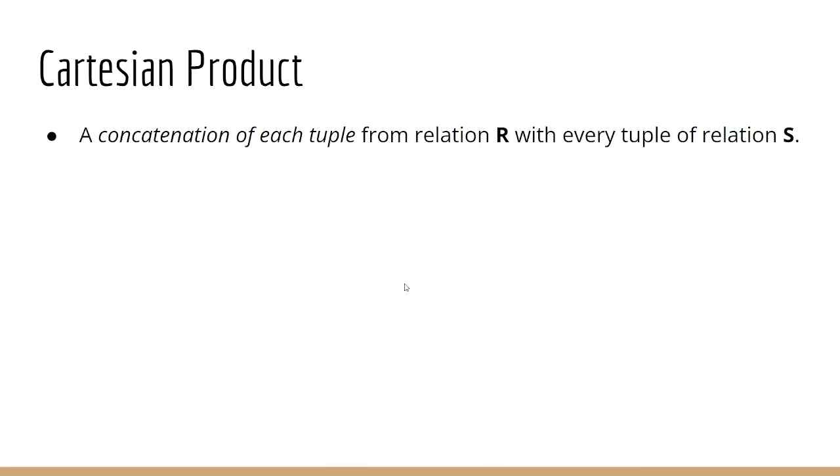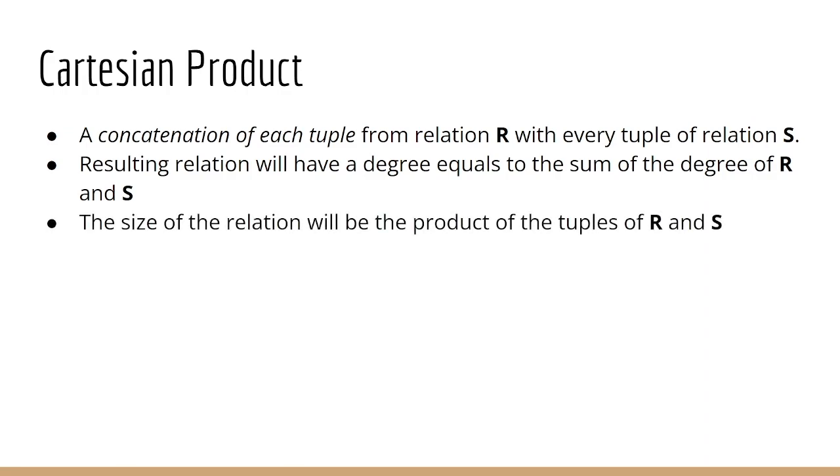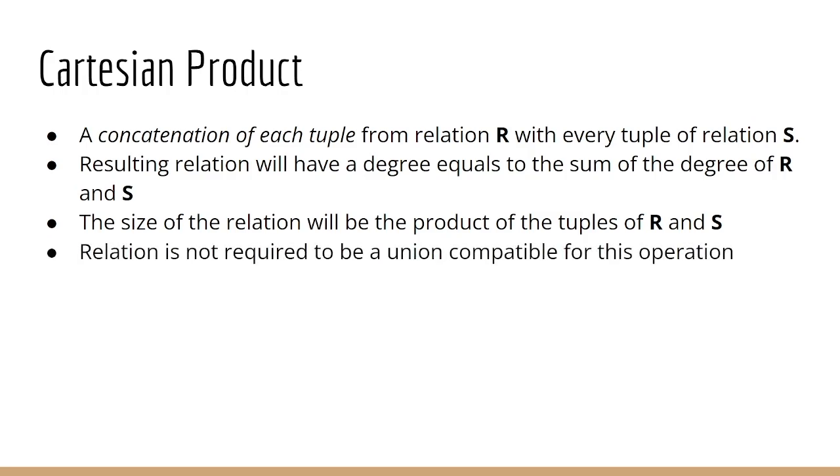So first, let's define the Cartesian product. It is a concatenation of each tuple from relation R with every tuple of relation S. The resulting relation will have a degree equal to the sum of the degrees of R and S. So if R and S both have 4 attributes, the resultant relation will have 8 attributes. We can see that later in the example. The size of the relation will be the product of the tuples of R and S.